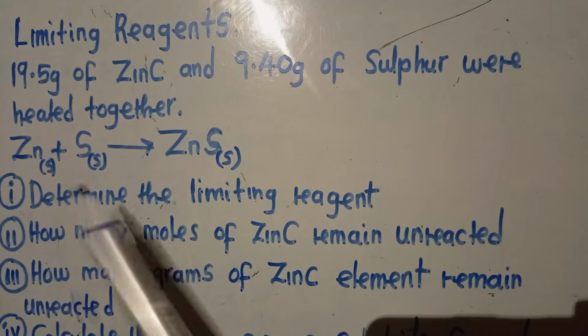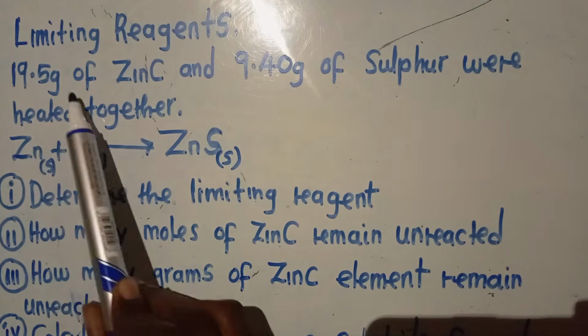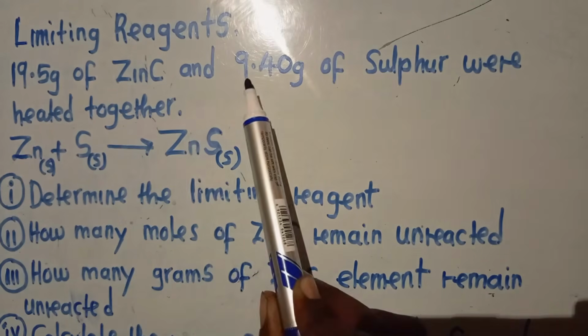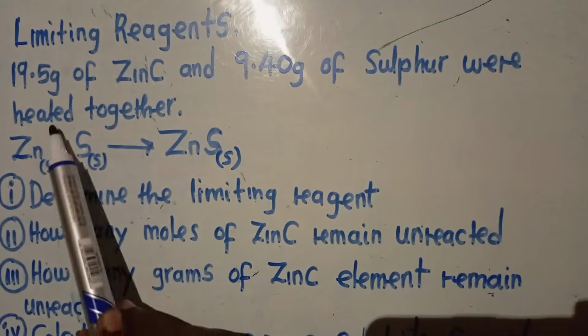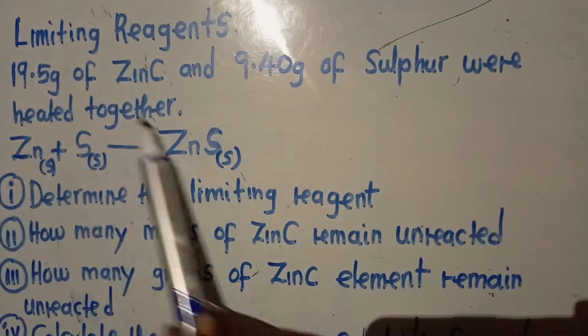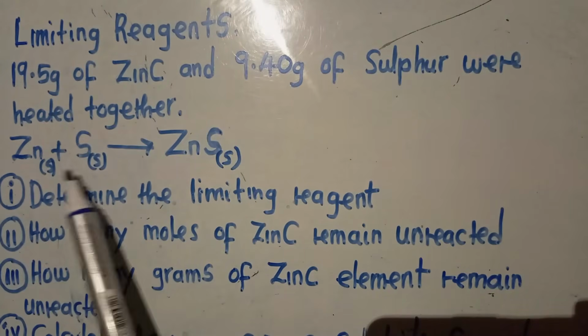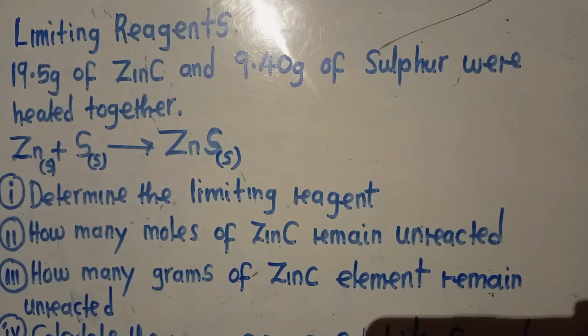The question is saying, 19.5 grams of zinc and 9.40 grams of sulfur were heated together. This is the equation here: zinc plus sulfur gives zinc sulfide. So that is what is being formed. The first question is saying determine the limiting reagent.